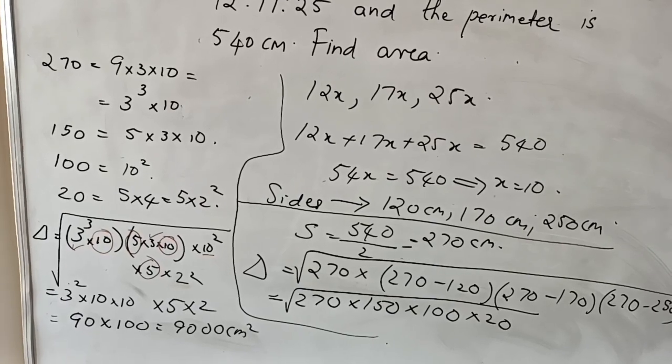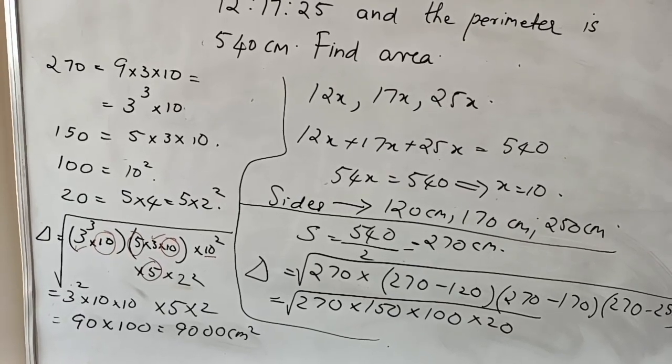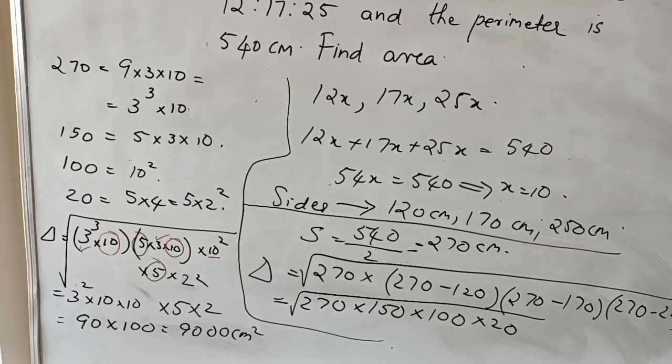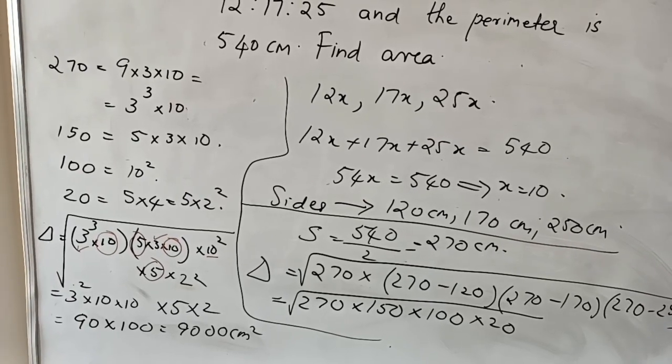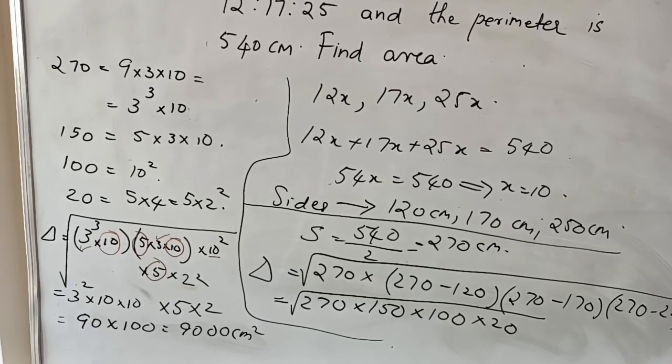Now I have 3 cube and one more 3. So I have 4 3s. So out of that I am picking out 2 3s outside, so it becomes 3 square. Now I have got 2 10s and 1 10 square, which means that I can pick out 2 10s.